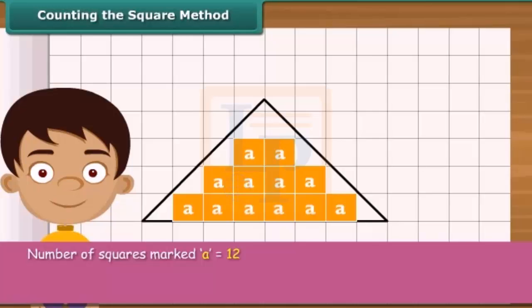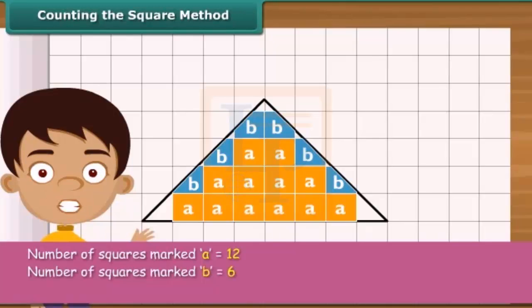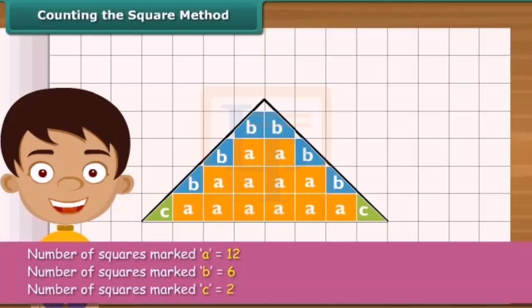Mark these as B. Now count the squares whose exact half part is enclosed by the triangle. Mark each of these as C. Ignore the squares whose less than half part is enclosed by the triangle. The area of the triangle is 19 square centimeters.